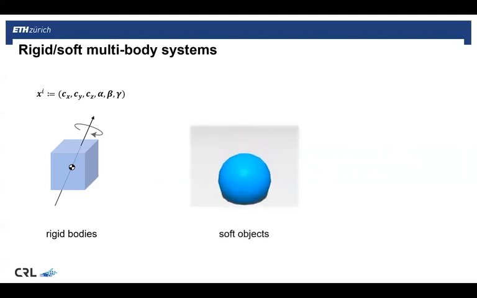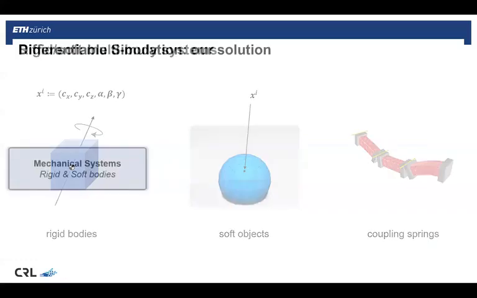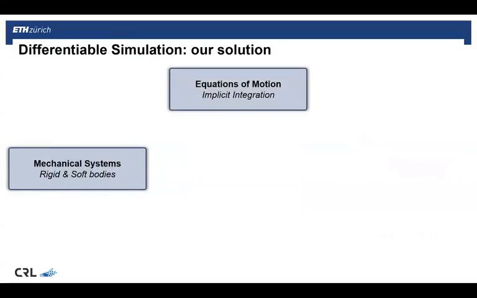Soft objects that squish and deform under the influence of external forces are represented using the nodal degrees of freedom of an underlying finite element simulation mesh. And we can couple rigid and soft objects to each other through various types of spring elements. We are treating the equations of motion with fully implicit time-stepping schemes.